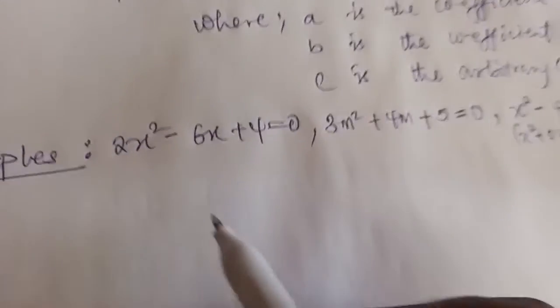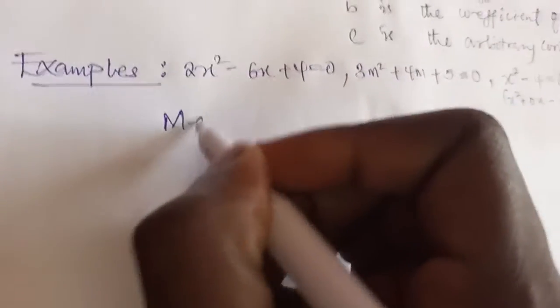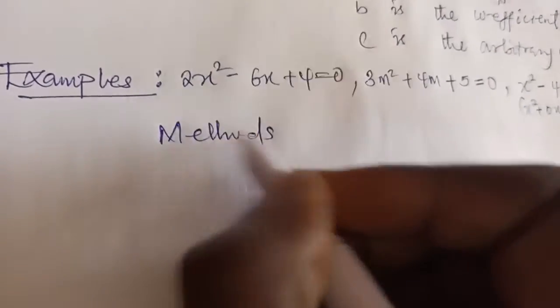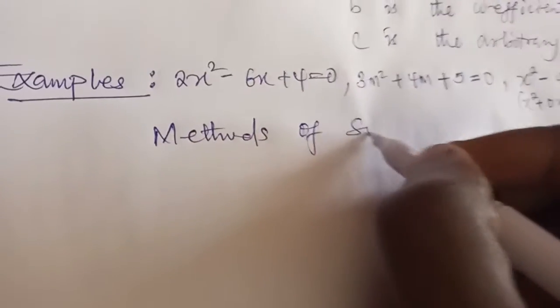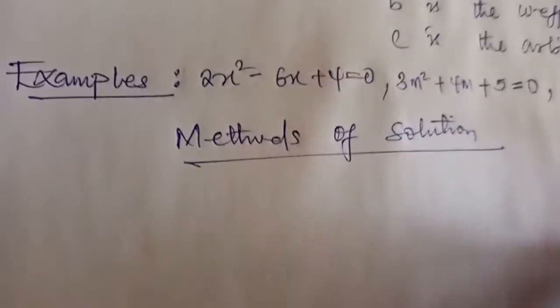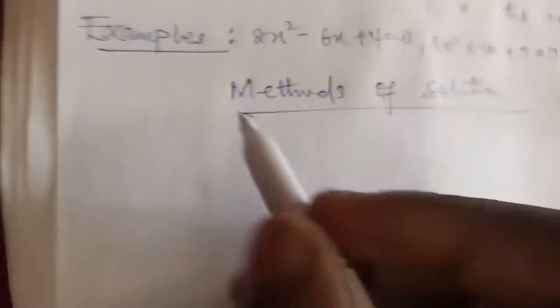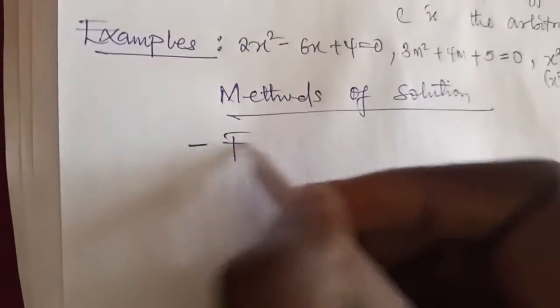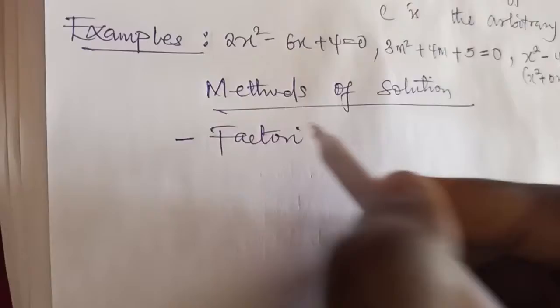equation? For us to be able to solve a quadratic equation, we have to know the methods of solution. Basically, we have 4 methods. The first one is called factorization method.